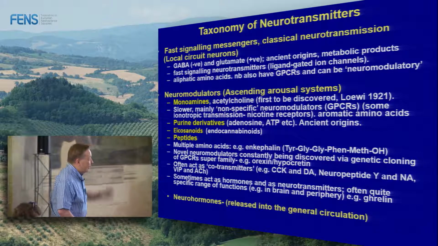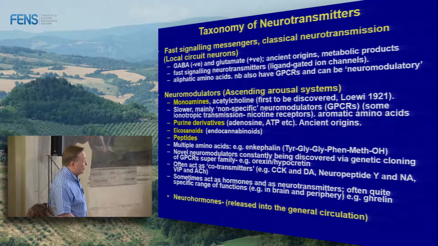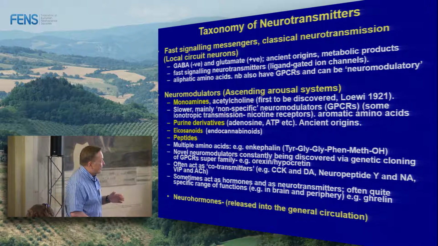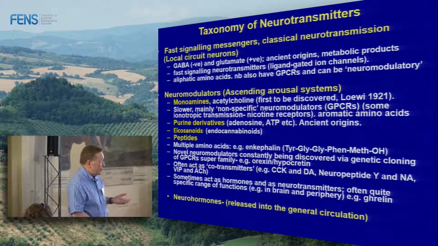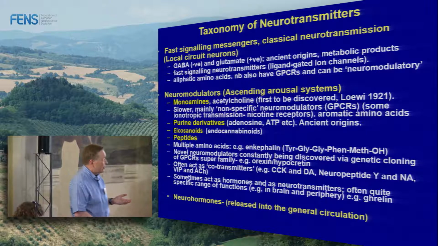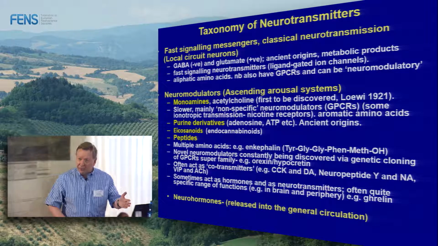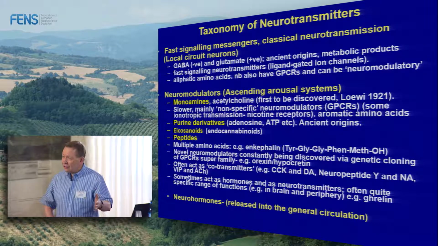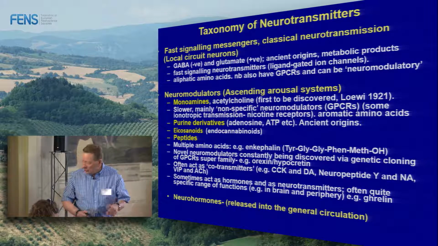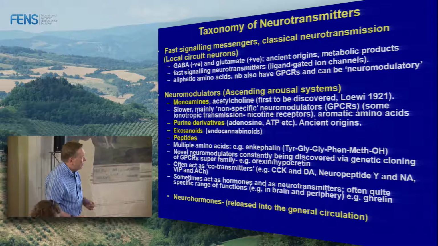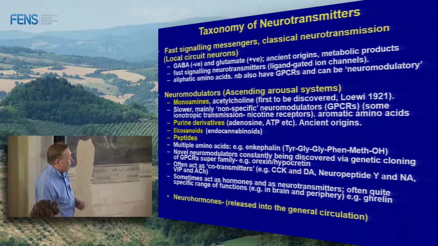And when you come on to the classic neuromodulators, the monoamines, and I'm kind of including acetylcholine in this, it's an honorary monoamine, first to be discovered, of course. Generally, again, GPCRs, but of course acetylcholine also works through nicotine receptors, which are fast signaling. So there isn't a hard and fast definition in terms of transmitters. It depends on the receptor system.